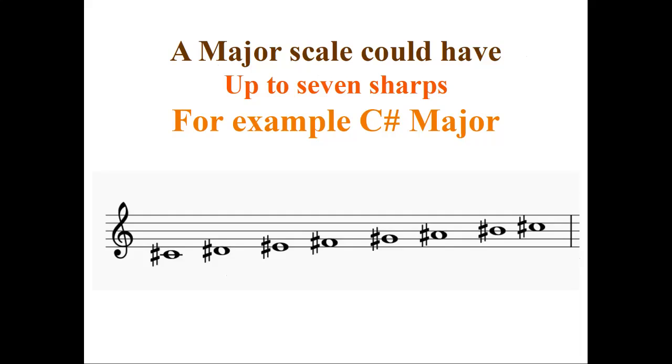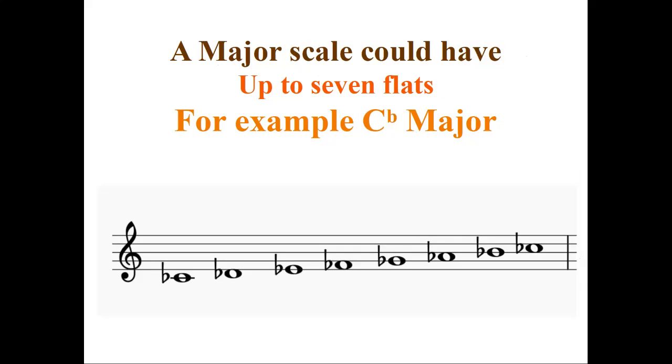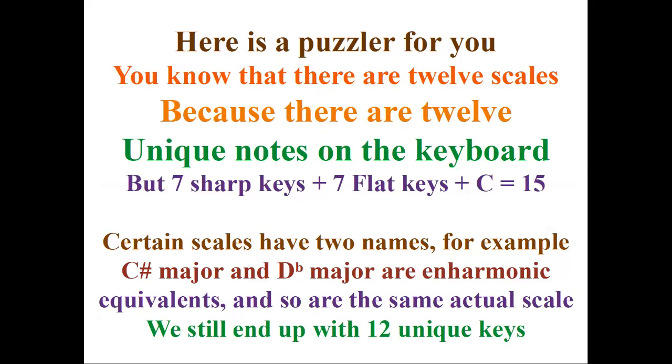And if you look below, you'll see, although there are 8 notes, there are 7 sharps because the first and the last note are the same. So C sharp, D sharp, E sharp, F sharp, G sharp, A sharp, B sharp, and back to C sharp again. A major scale could have up to 7 flats. For example, C flat major: C flat, D flat, E flat, F flat, G flat, A flat, B flat, C flat.